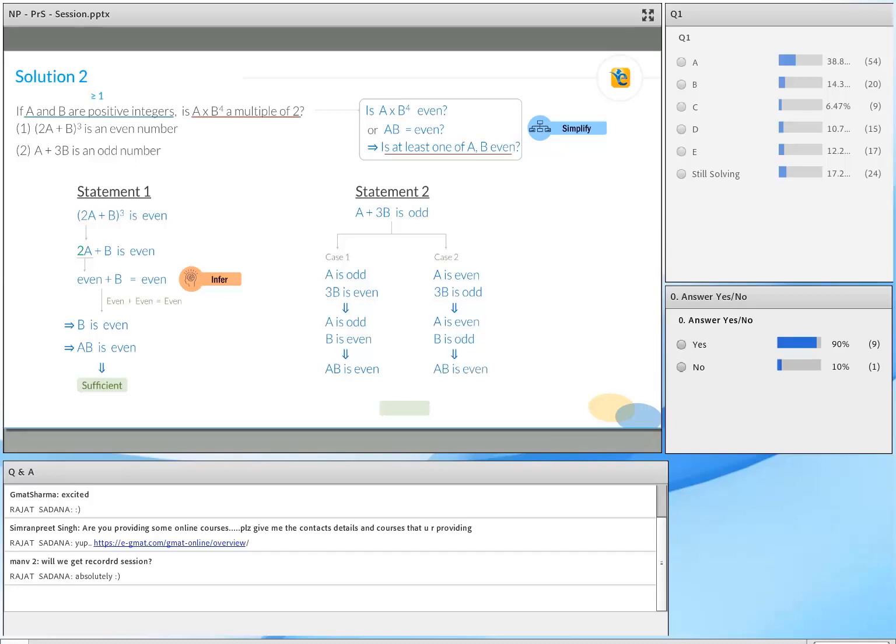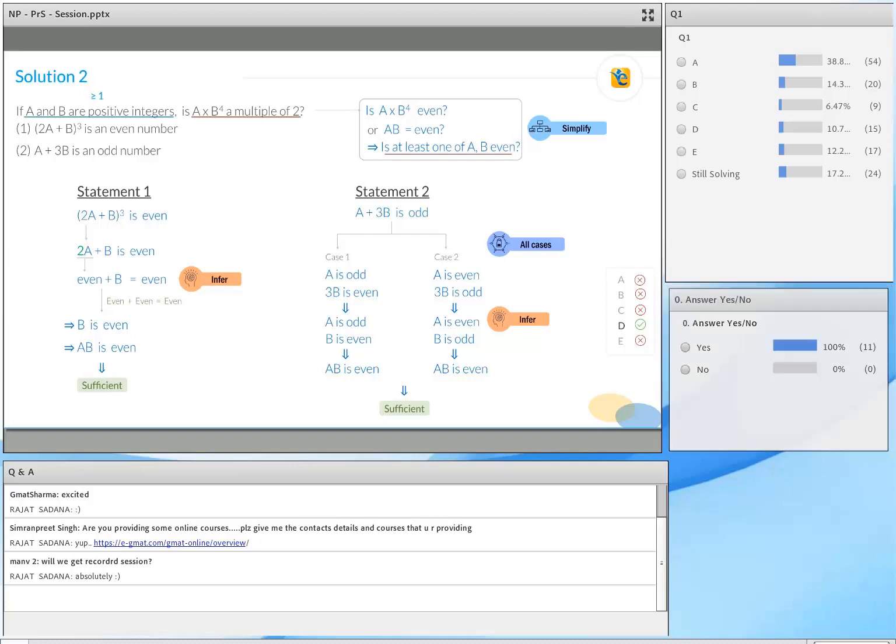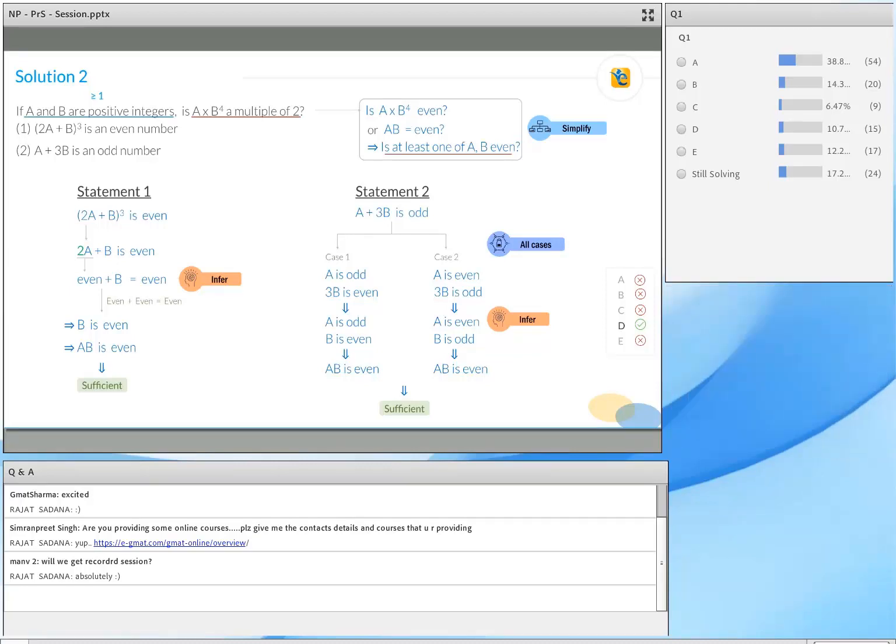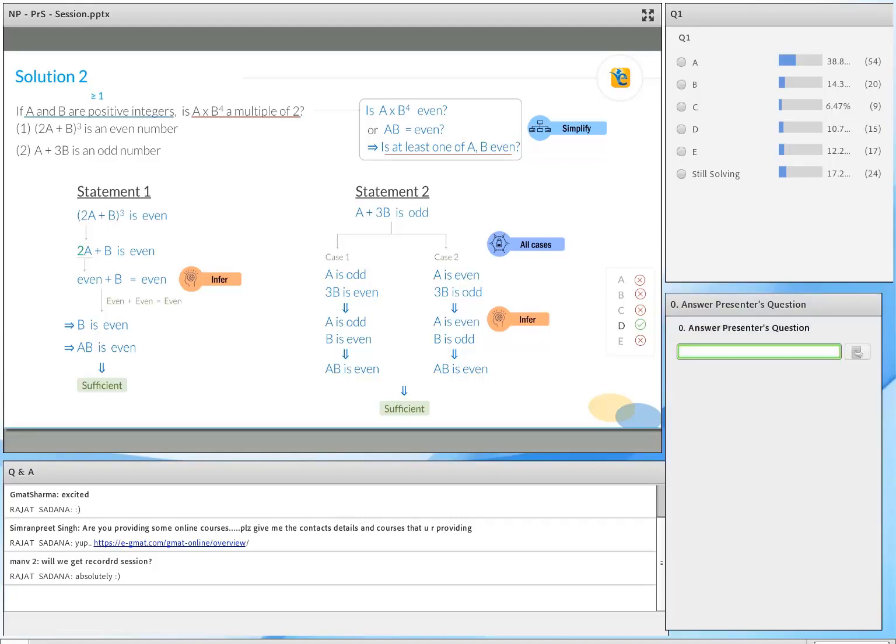Now, in both of those cases, what you get is that at least one of a or b is even, which means that ab is even. So you get statement 2 as sufficient, which means the correct answer here is choice D. Now, only 15 of you selected choice D as the correct answer. So tell me, what did you falter at? Why did you make a mistake?